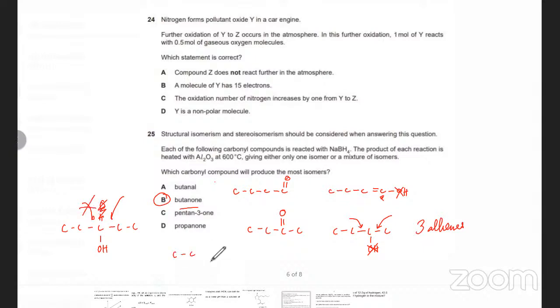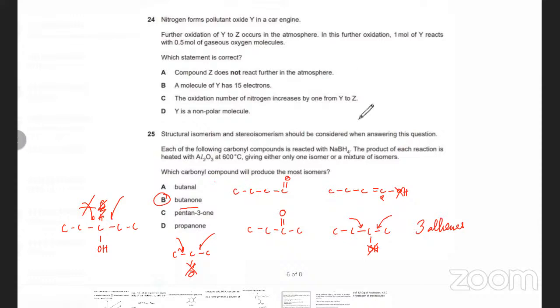And the same with propanone, because at the end of the day, alcohol gets dehydrated. Alkene over here, it's the same thing. So you won't get a lot of variety of alkenes. So it's going to be B. B is the answer. There are two different alkenes, one of them forming cis trans. Is that clear?